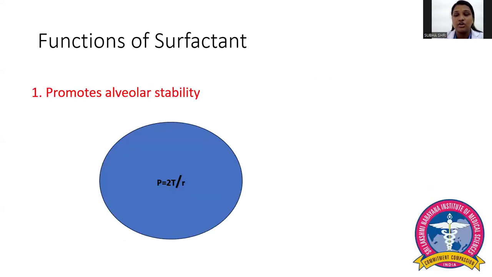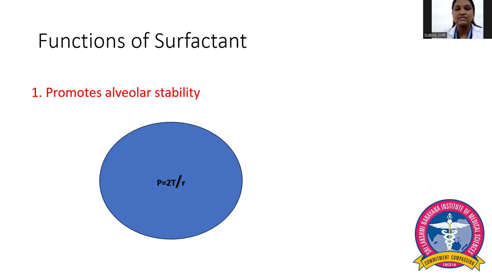The next thing we are going to see about surfactant is its functions, which is a very important concept to be understood. The first and foremost function of surfactant is that it promotes alveolar stability. We saw that at the start: whenever water and air molecules come together, the alveoli will try to collapse. But the presence of surfactant reduces the surface tension, thereby promoting alveolar stability.